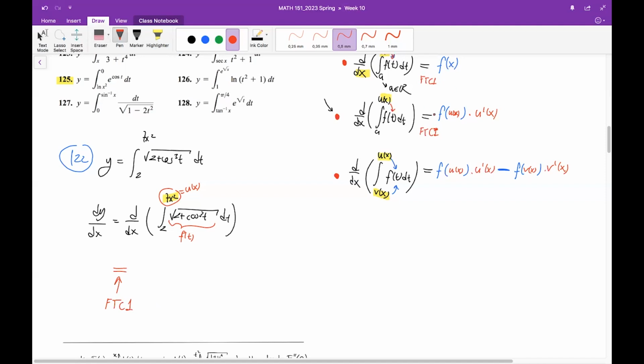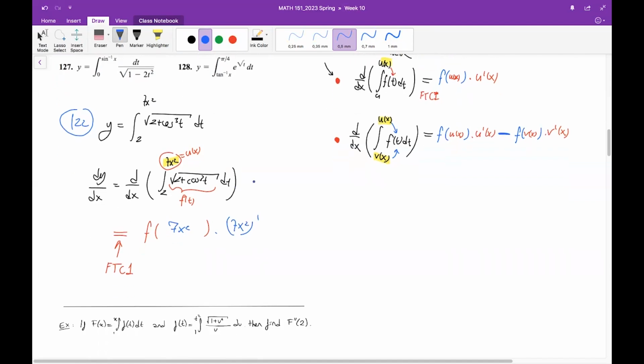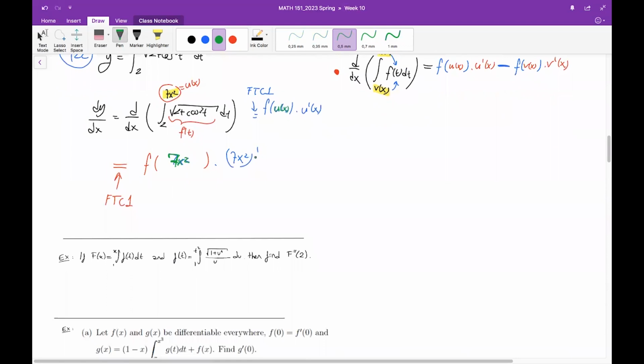It says that, look at your f function. This is our f. Inside of this f, we will put u of x, which is 7x squared, and then we will multiply with the derivative of the u function. You see, I am applying fundamental theorem of calculus part 1, okay? So the result of FTC part 1 goes like f of u of x times u prime of x. So f of u of x is like that. u is 7x squared. And then I will multiply with the derivative of u of x, which is the derivative of 7x squared.